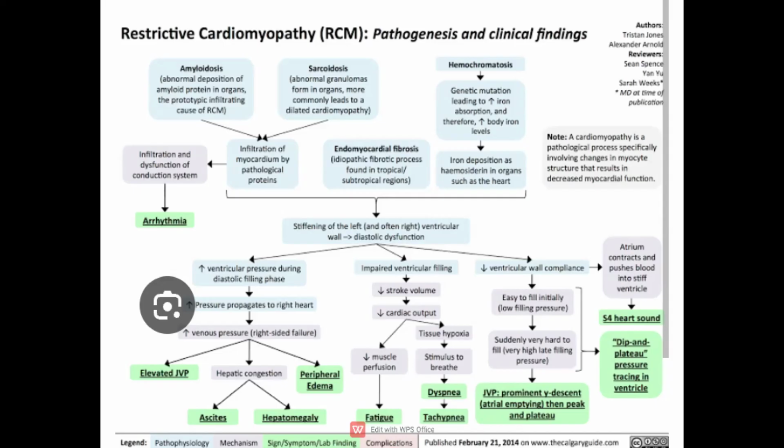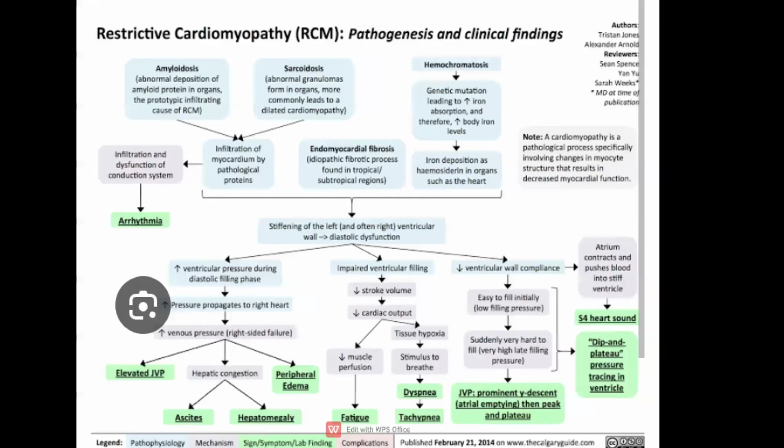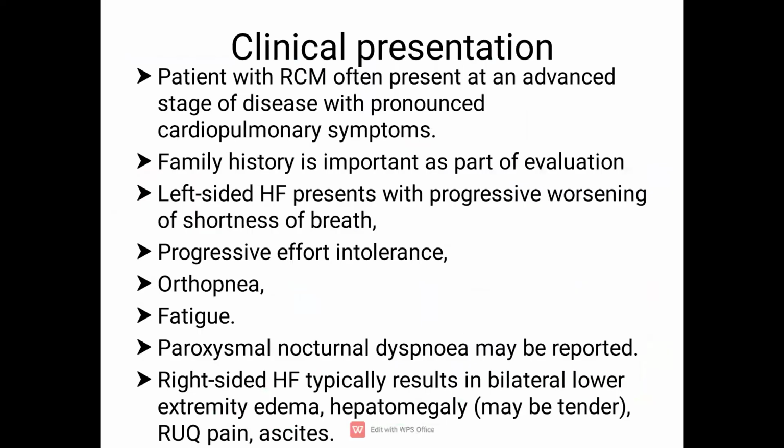Now, looking at the clinical presentation, most times patients with restrictive cardiomyopathy don't present at the early stage. Most times they present when there is already advanced heart failure and prominent cardiopulmonary symptoms. It's also very important, when taking history, to ask about family history, as about 30% of restrictive cardiomyopathy accounts for the familial type.